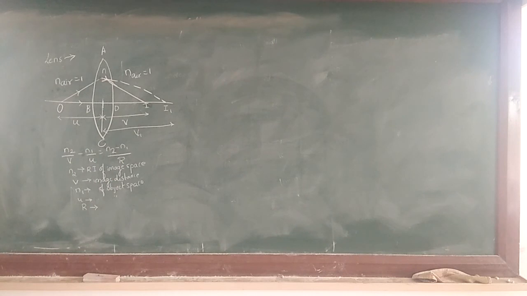Now let us consider according to the relation of n, u, v and R. We are getting the equation n2 by v minus n1 by u is equal to n2 minus n1 by R. Now in this case, for n2 and n1, we are considering n1 is equal to n. Now n2 is the refractive index of the image space, this is equal to n. Next, v means the image distance. Next n1 again is the refractive index of the object space, u is the object distance and R is the radius of curvature.